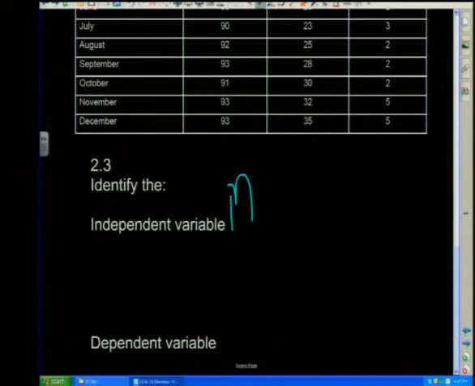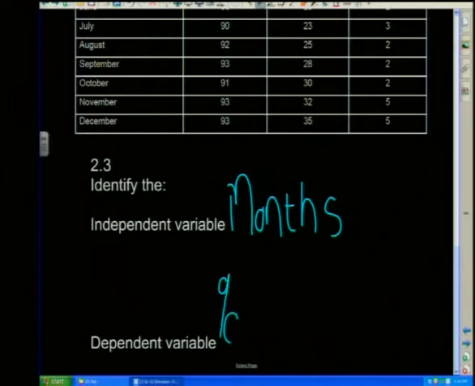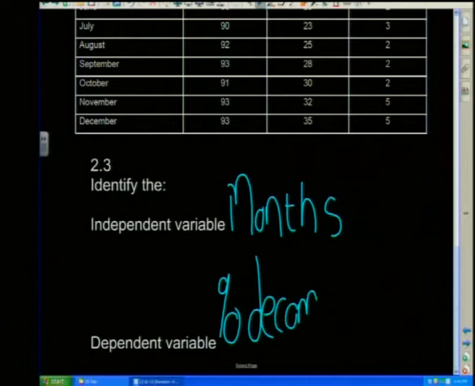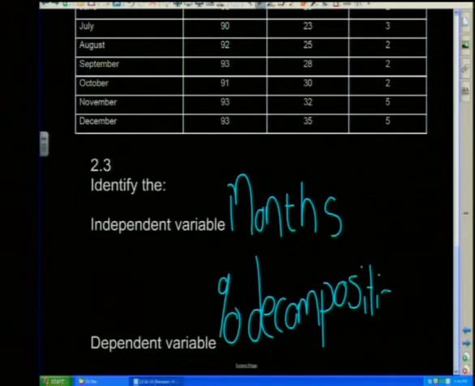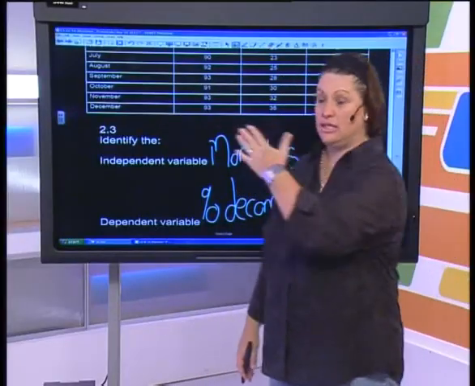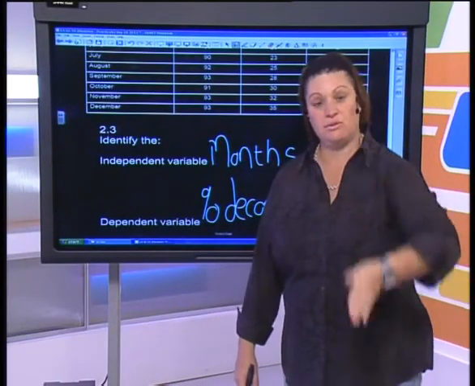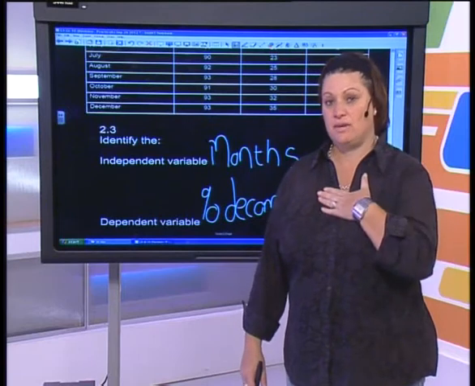The months. Okay, you chose to use the number of months. My dependent variable, what was my percentage decomposition? I didn't know what was going to happen. What did I choose? Independent. I chose to do the study for 1 year. That was my choice.